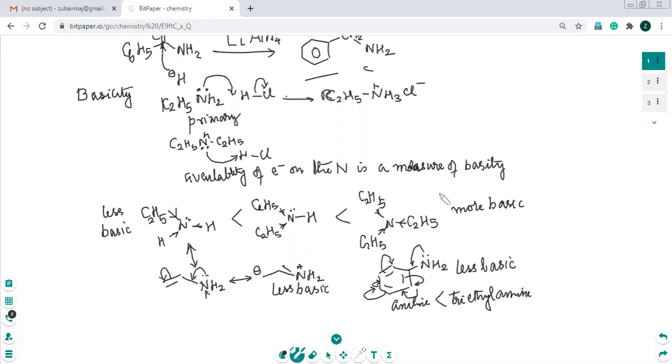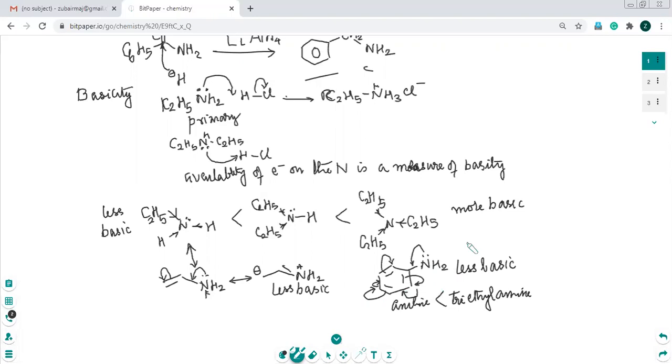Okay, so this is how you find the basicity. If you are asked to find and compare the basicity, you try to draw the resonance structure and see whether the electron density is concentrating or spreading from nitrogen. If it is concentrating, it is more basic. Okay. That is about basicity of the amines.